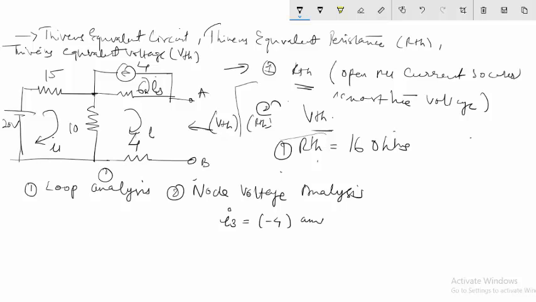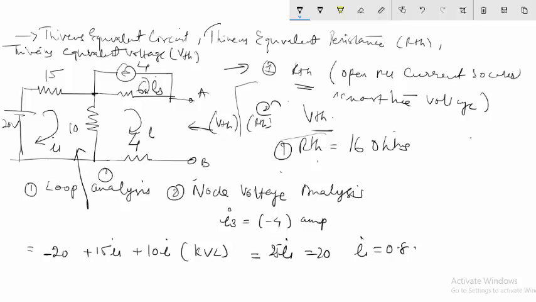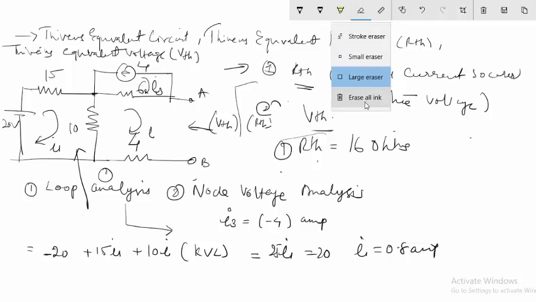In this case, what I find is that the loop current I3 is equal to -4 amperes, and I can find I1 by writing the equation 20 plus 15 I1 plus 10 I1. So I have applied the KVL here to this loop. In this way I will get the value of I1, that is 25 I1 is equal to 20. So I1 is equal to 0.8 amperes. This is what I have found out by applying the loop analysis. So I'll just rub this.